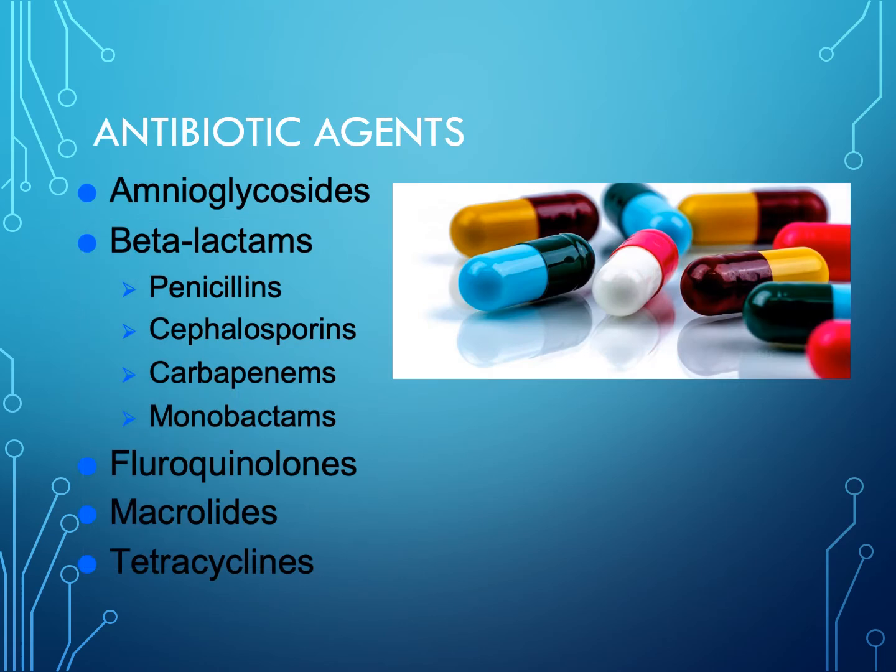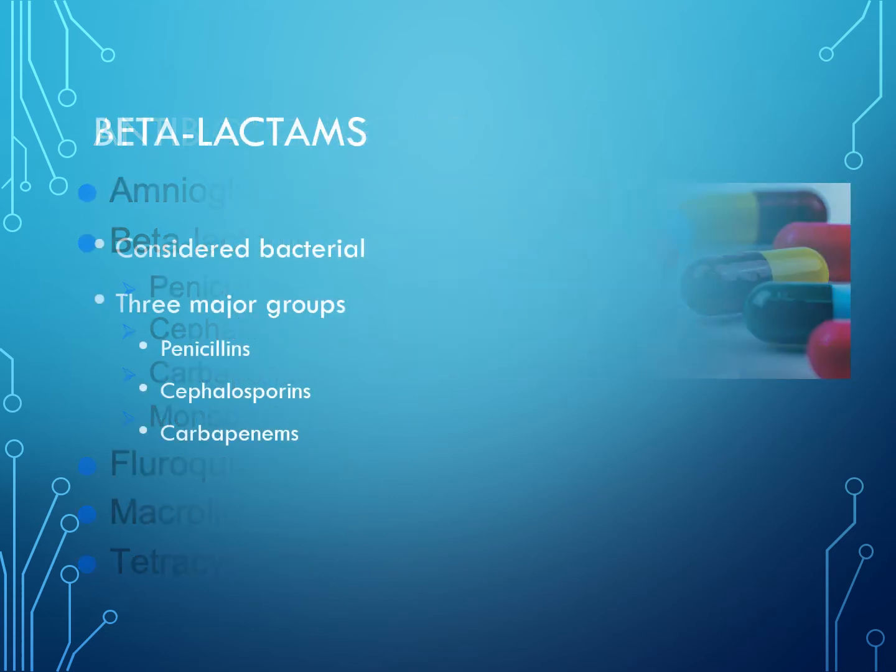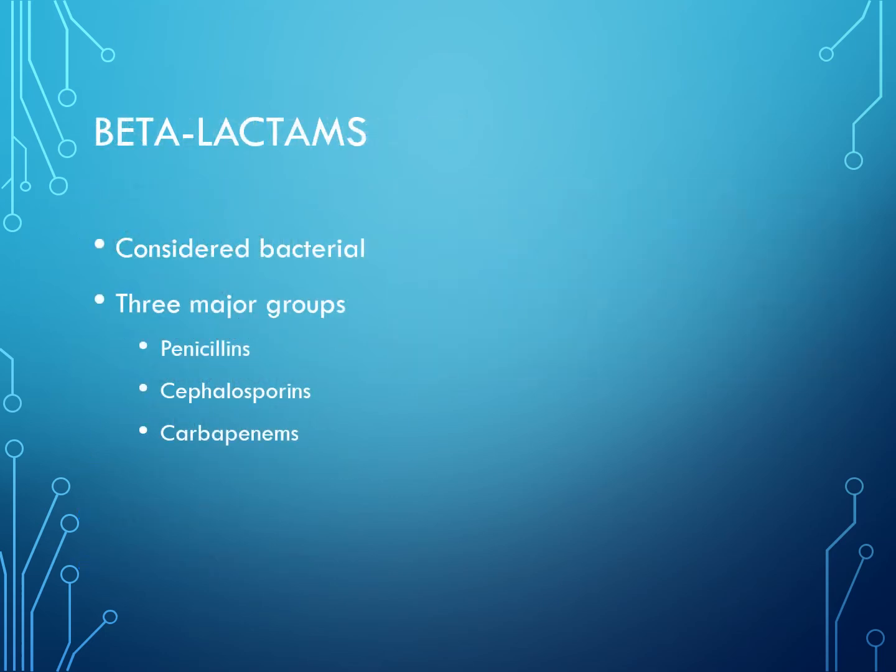So you can see here the major groups of antibiotics: aminoglycosides, beta-lactams, fluoroquinolones, macrolides, and tetracyclines, and we'll talk all about these in a little more detail. The first group we're going to talk about are the beta-lactams. These are considered bactericidal. There are 3 major groups: penicillins, cephalosporins, and carbapenems. Unfortunately, most agents in this class aren't effective against MRSA, also known as methicillin-resistant Staphylococcus aureus. You guys have probably heard a lot about that, but these will not work against MRSA.